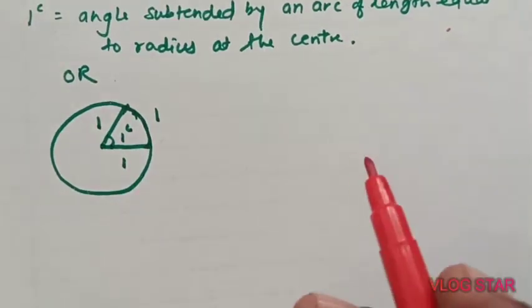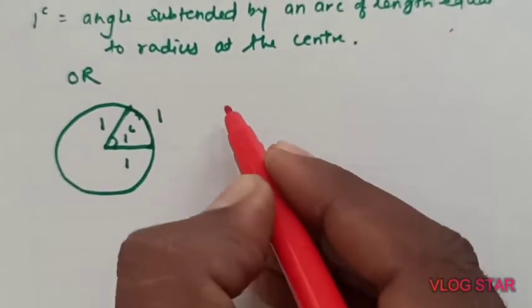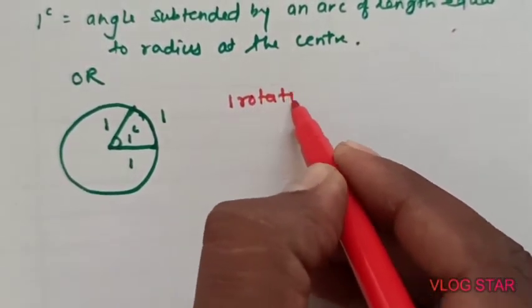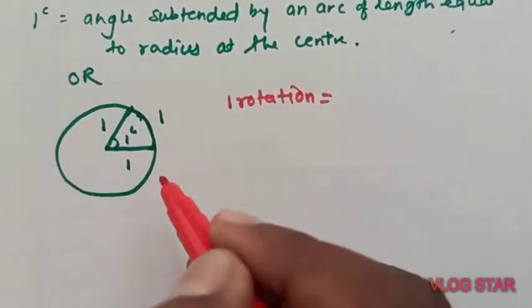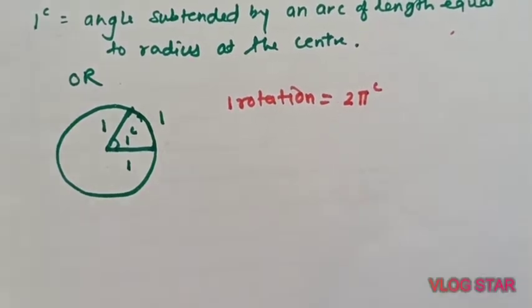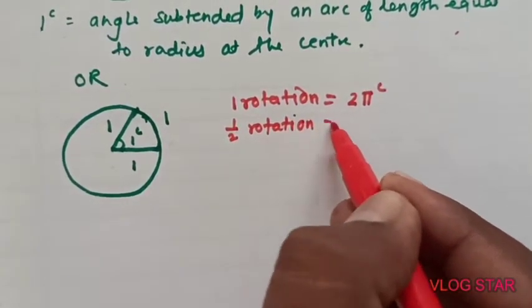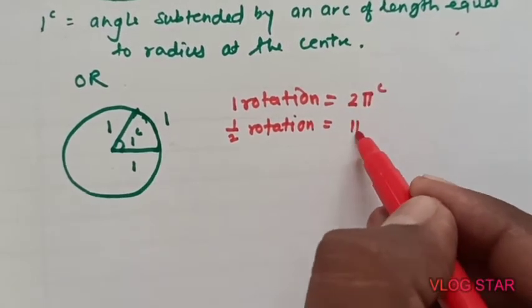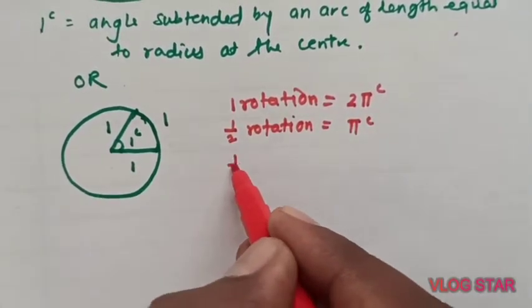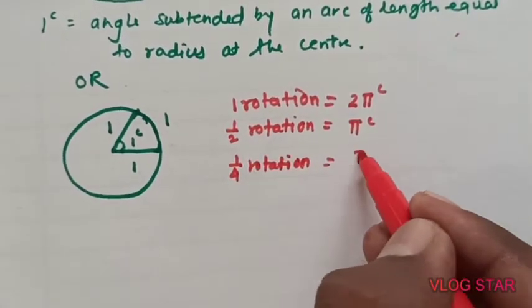You are interested in one rotation equivalent to how much radian? Like in degree, one rotation is 360 degrees, so here one rotation equals 2 pi radian. So what is a half rotation? Half rotation is half of this 2 pi, that means pi radian. So 1/4 rotation means a quarter, that is pi by 2.